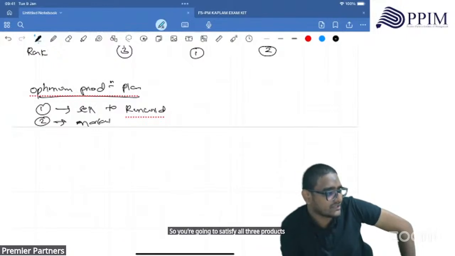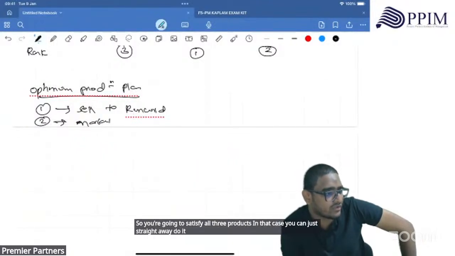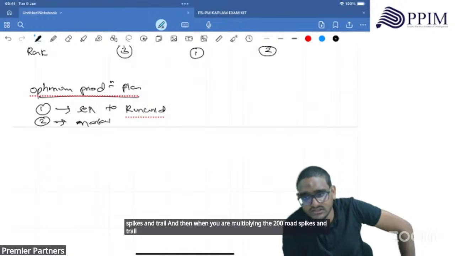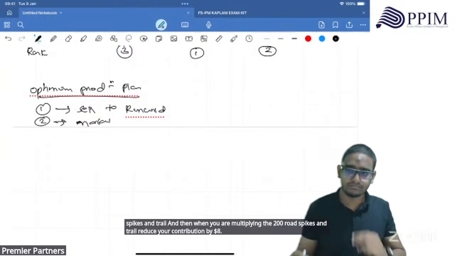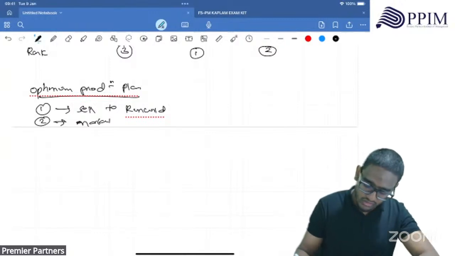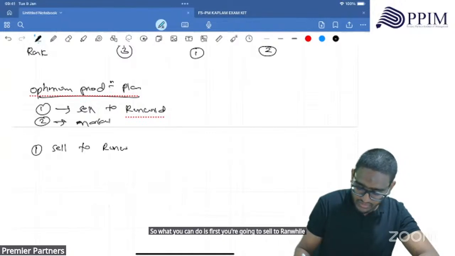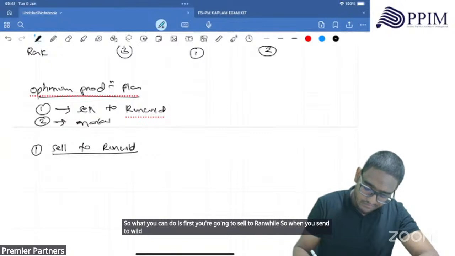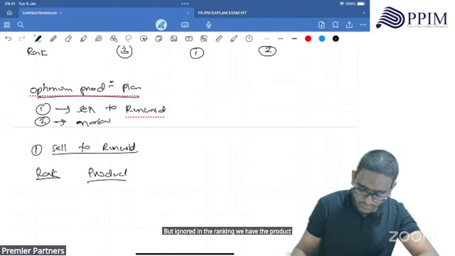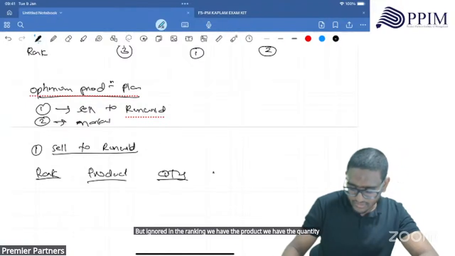In that case, you can just straight away do it, showing that you're going to take 200, 200, 200 road, spikes and trail. And then when you are multiplying the 200 road, spikes and trail, reduce your contribution by $8 to find the total contribution. So what you can do is first you're going to sell to Runway. So when you sell to Runway, there is no ranking. We are ignoring the ranking. We have the product. We have the quantity, right? We have the machine time.